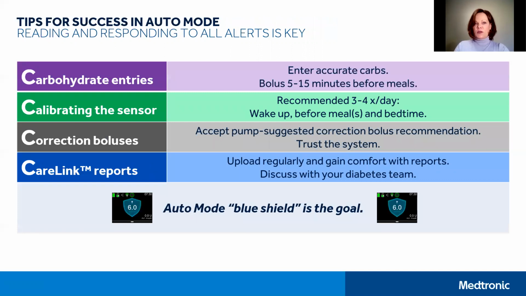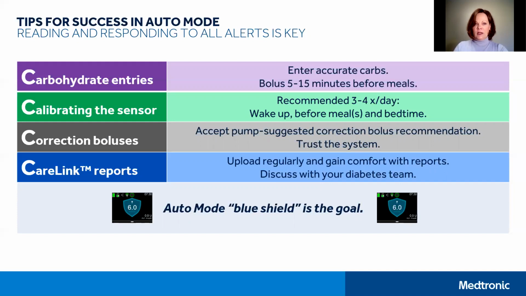When you're in auto mode, reading and responding to all alerts is key to staying in auto mode as much as possible. And there are a few other tips to consider. In terms of eating, ensure that your carbohydrate entries are accurate. And additionally, pre-meal bolusing 10 to 15 minutes before eating is probably one of the most important aspects of auto mode success, as it allows your meal insulin a bit of time to begin action before carbohydrate absorption.